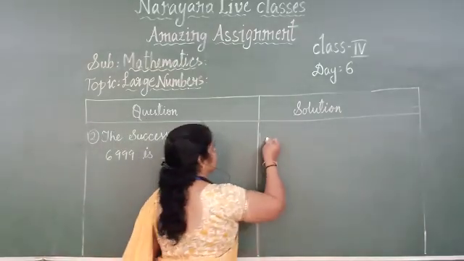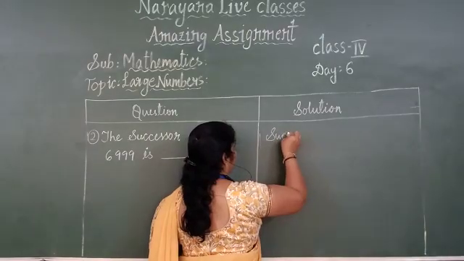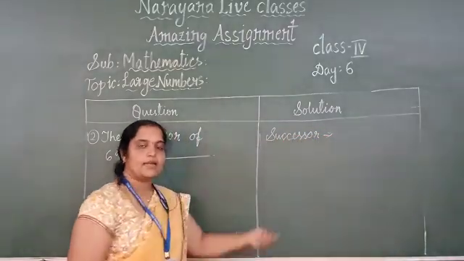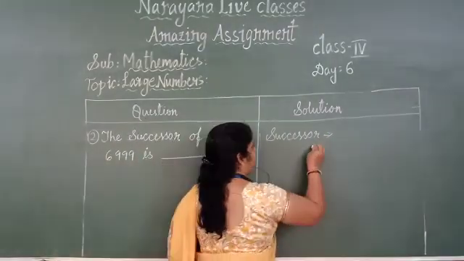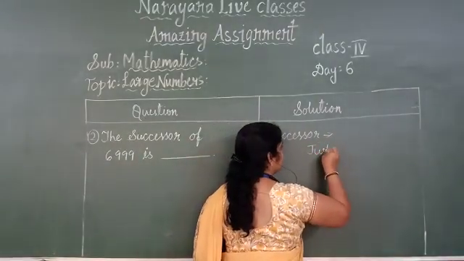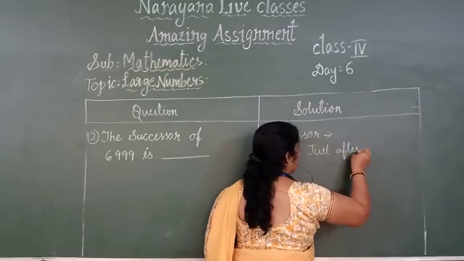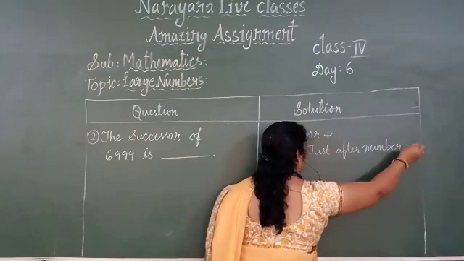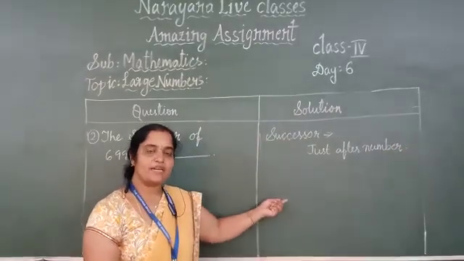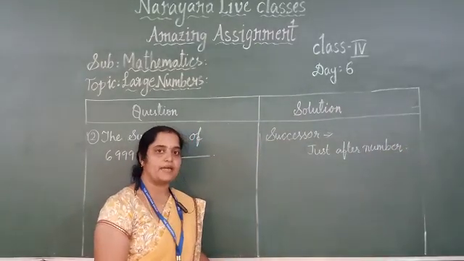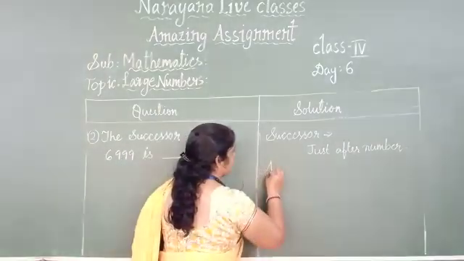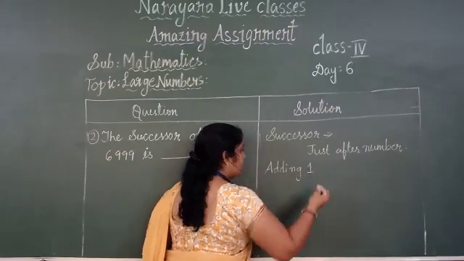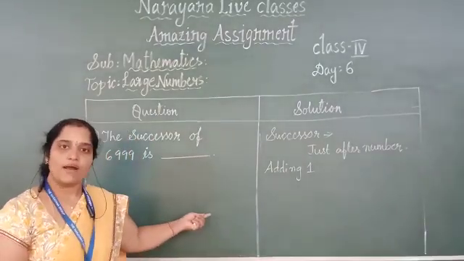What is meant by successor? Successor means the just after number. How can we get the just after number? By adding 1 to the given number. We can get a successor by adding 1 to the given number.